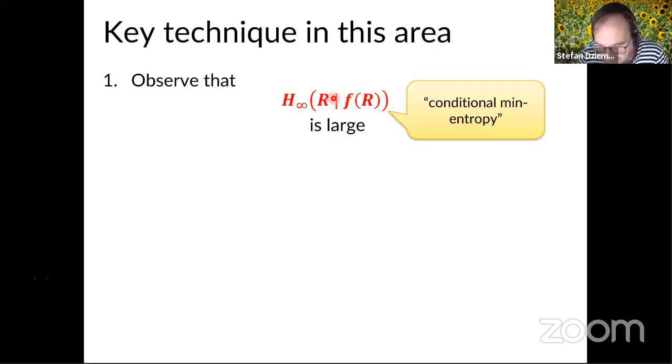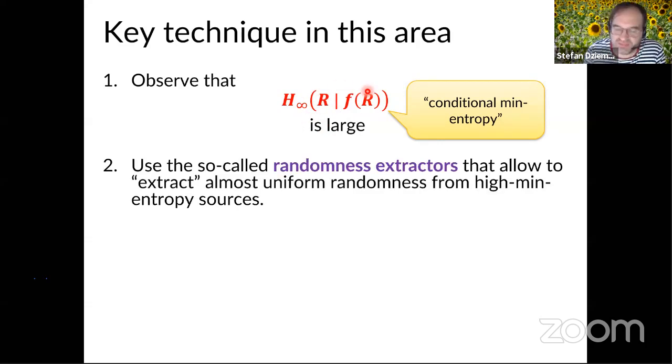Actually, what they use here is something like conditional mean entropy, not really Shannon entropy, but if you are not used to conditional mean entropy, you think of it as Shannon entropy. Okay, so there's large entropy in R, even given what the adversary learned. And then you use an area called randomness extractors. These are tools, also very deep theory, lots of theory papers on this, that allow you to extract almost uniform randomness from a source that has high mean entropy, but is not uniform.